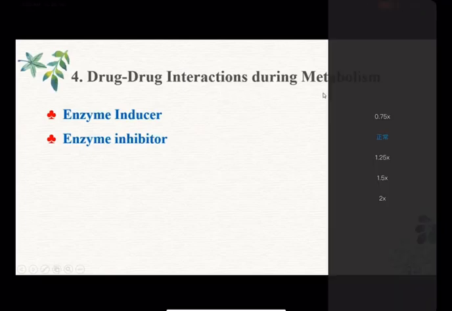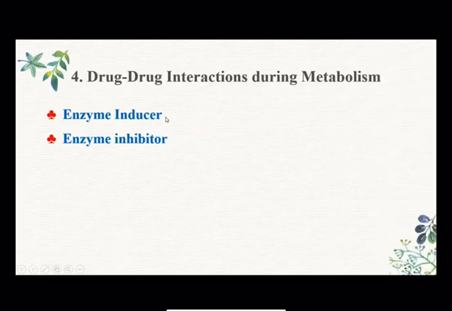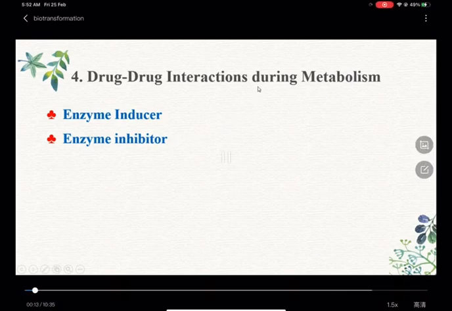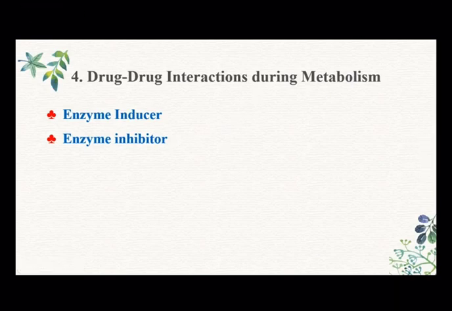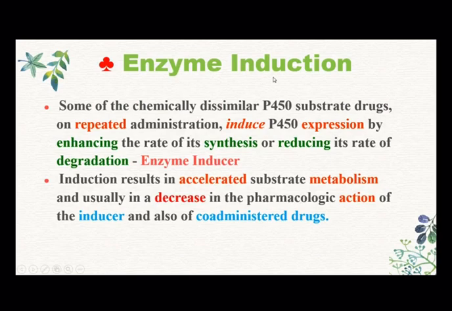Induction during metabolism. Enzyme inducer and enzyme inhibitor are the most important factors influencing drug metabolism. Enzyme induction: some chemically dissimilar P450 substrate drugs, on repeated administration, induce P450 expression by enhancing the rate of its synthesis or reducing its rate of degradation. We call it enzyme inducer.